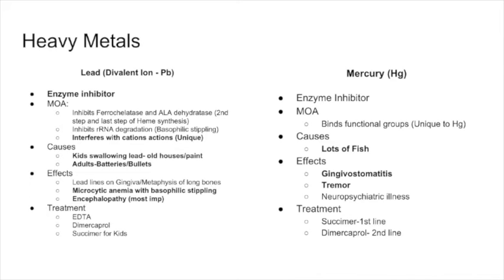A cause of lead toxicity is kids swallowing lead. So the classic clinical vignette will give you a patient who's living in a house that's built in 1948 and is coming to you with some symptoms of lead toxicity. Effects of lead toxicity are lead lines on the gingiva and metaphysis of long bones. You also get microcytic anemia with basophilic stippling because lead inhibits heme synthesis, and you also get encephalopathy, which is the most important effect.